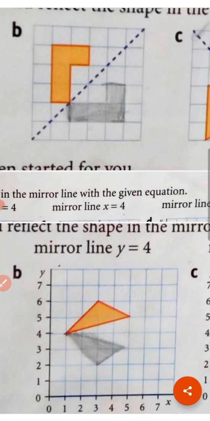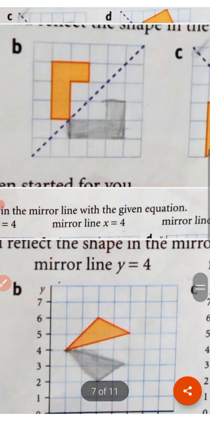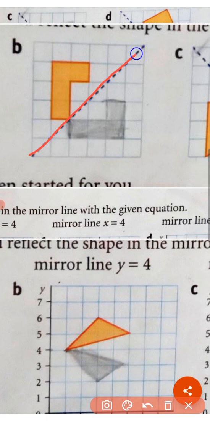In this figure also the mirror line is a diagonal. This is a mirror line. Then first find the distance. Here this point is on the mirror line and this is 1 unit. Then this point will come here and this is 1, 2, 3. So 3 units.